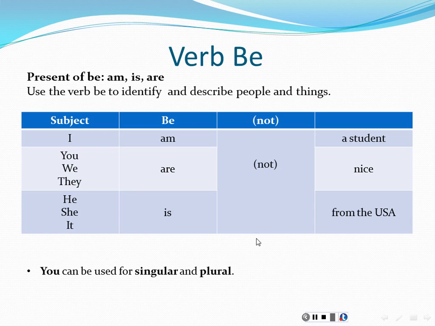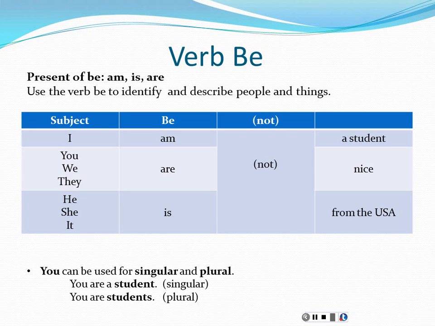Okay. The note again, the pronoun you, we can use it for singular and plural. Example for that, you are a student, it means one student, and you are students, plural. You are a student, one student, and you are students. So we can use you for singular and plural. The same word is used to refer to a single person addressed or a group addressed.